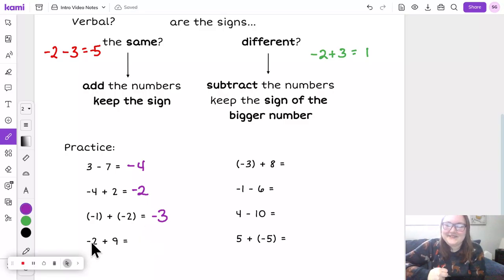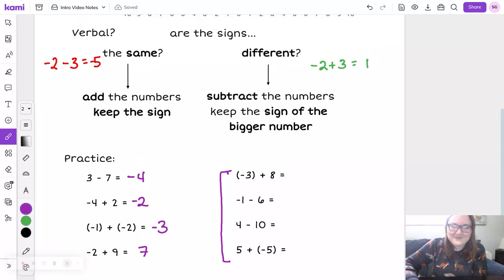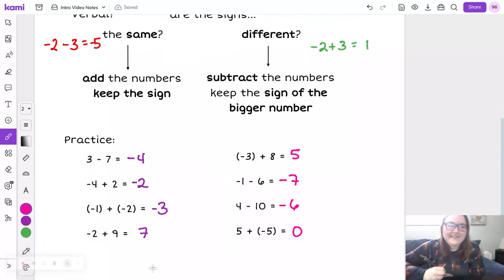And then for our last one, we've got -2 plus 9. I've got different signs again here, a -2 and a +9. Different signs means I'm subtracting, and I'm keeping the sign of my bigger number. 9 is bigger, 9 is positive, so my 7 would be positive. I've got these 4 over here. Please pause the video to try those now. You can use the number line, or you can use these rules here. And there are the answers for those last 4.